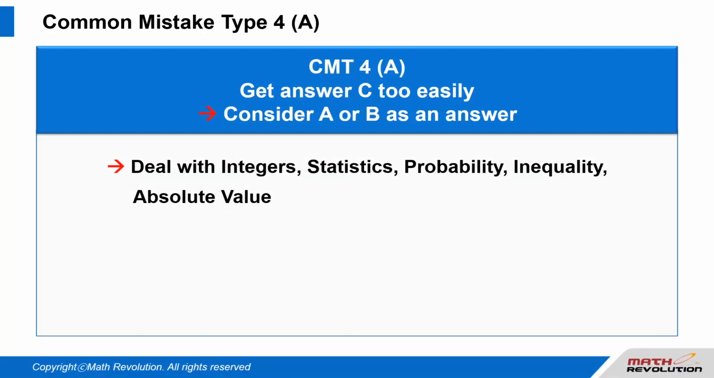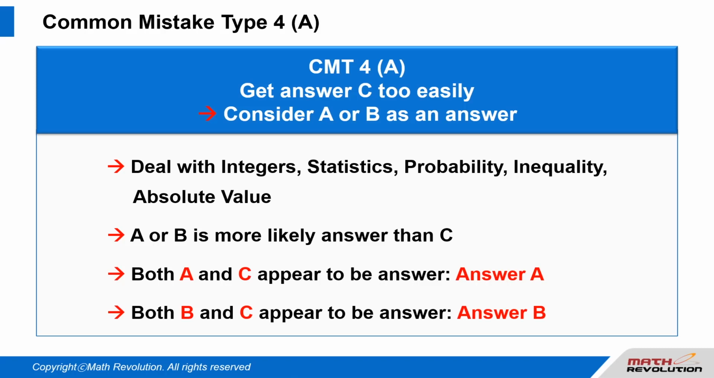CMT4A is also generally seen in the key questions, which deal with integers, statistics, probability, inequality, and absolute value. Key questions dealing with integers and statistics often appear on the exam. CMT4A also tells us that if you arrive at C too quickly after counting variables and equations, consider A or B as an answer. In other words, for the key questions in DS, when C appears to be the answer, look for either A or B as the answer.